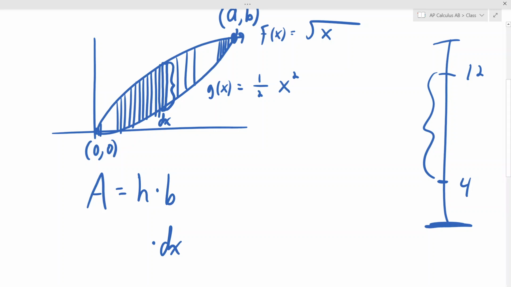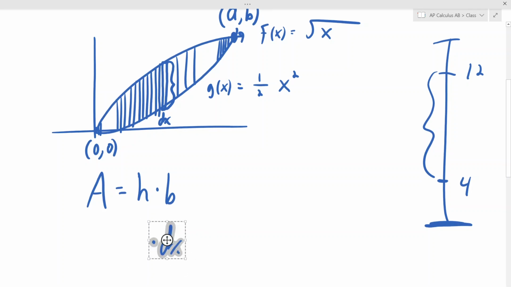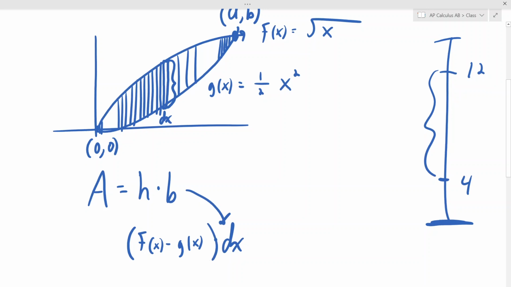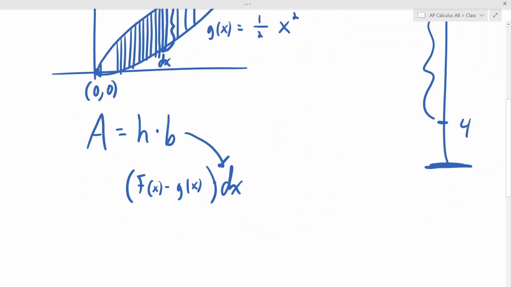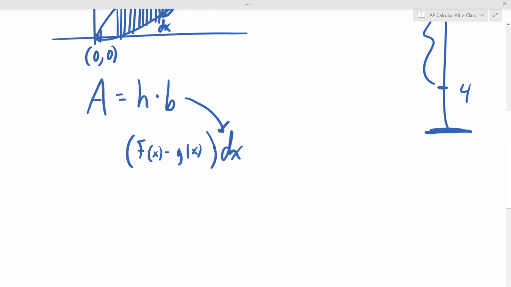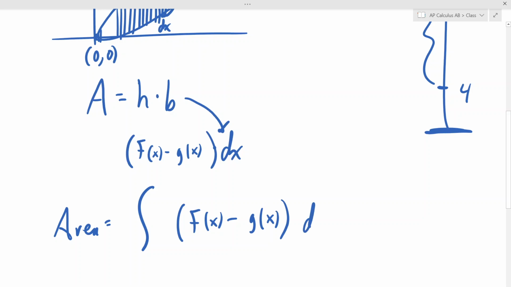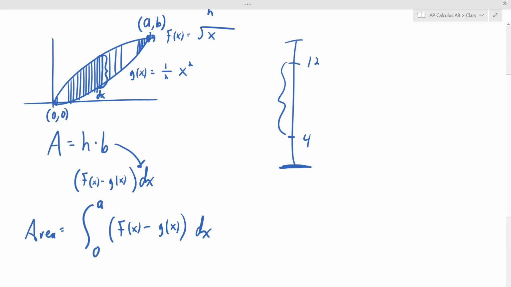Okay? So one rectangle, let's just move this over some so this all fits. The base is just dx. But the height is actually f of x minus g of x. But that's the area of one of them. We want to add them all up. So the area of that shape is the integral of f of x minus g of x, and you can just drop in what functions those are, times the thickness of each rectangle. And you're going to go from 0 to a. That's it. Okay? Makes sense. Yep. Okay.